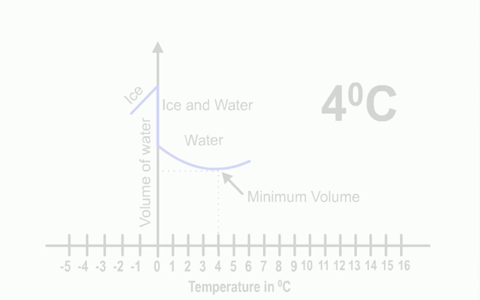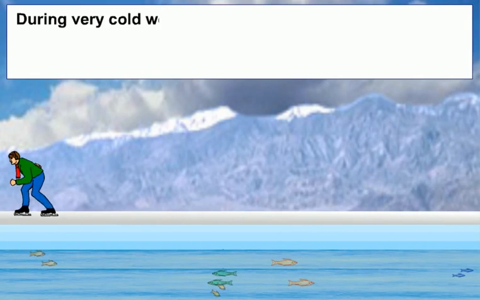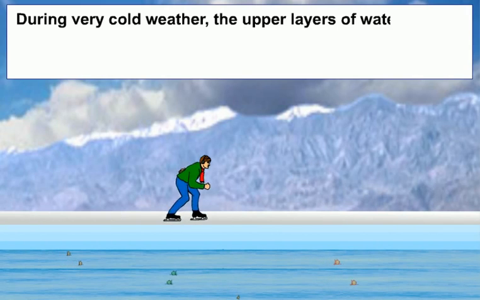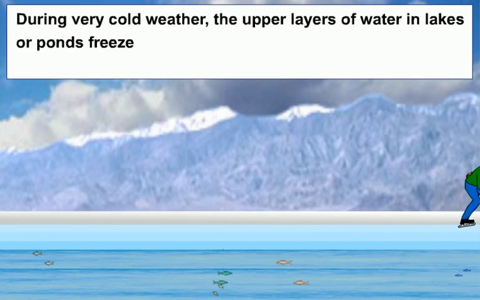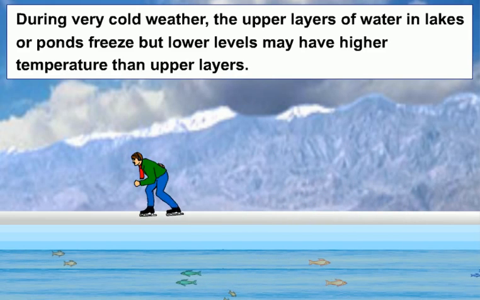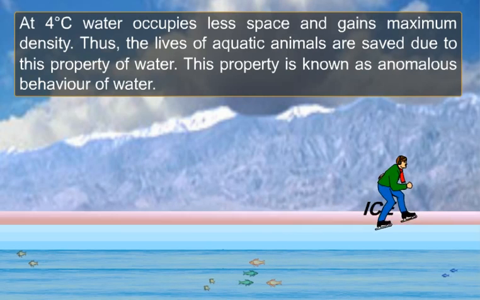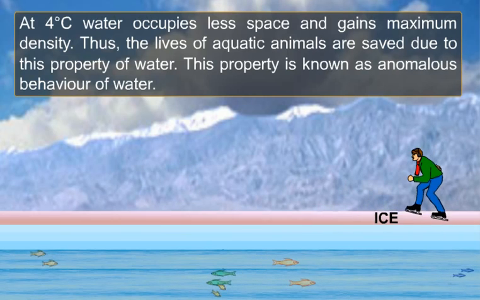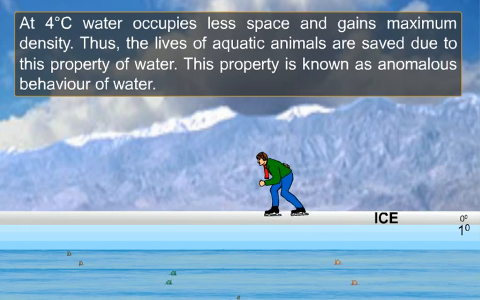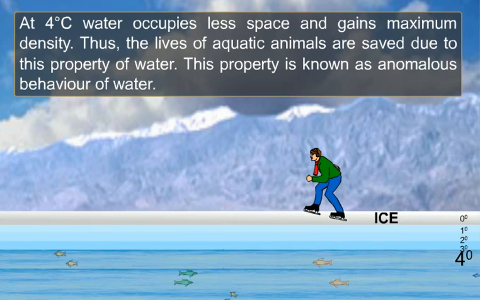This phenomenon is of great importance in the cold regions. During very cold weather, the upper layers of water in lakes or ponds freeze, but the lower levels may have a higher temperature than the upper layers. At 4 degrees centigrade, water occupies less space and gains maximum density. Thus, the lives of aquatic animals are saved due to this property of water. This property is known as the anomalous behavior of water.